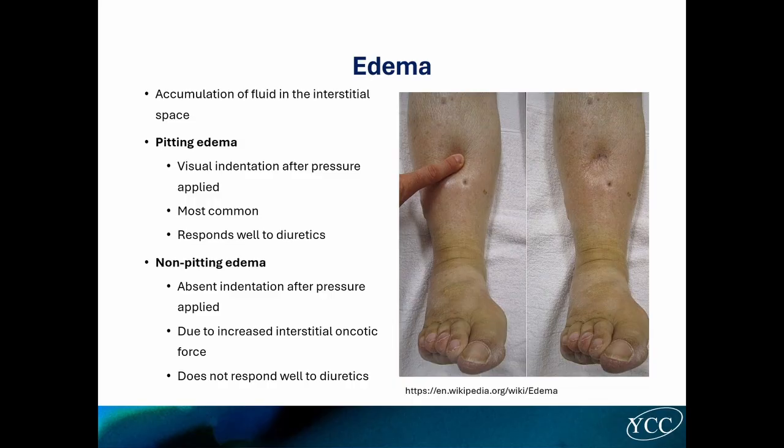Non-pitting edema is from inflammation. Non-pitting edema is from anatomy changes. Let's say a person has an axillary lymph node dissection for breast cancer. You can't diurese your way out of an anatomic problem.